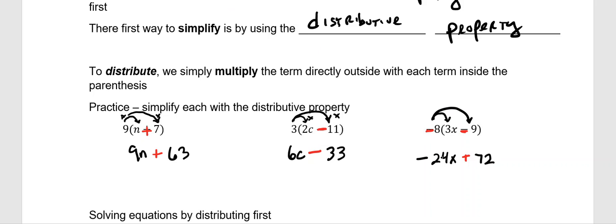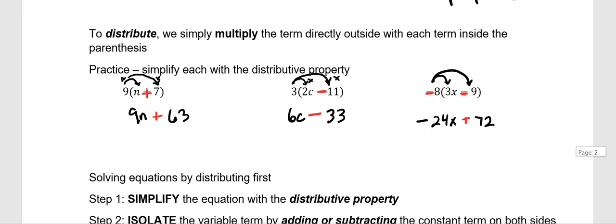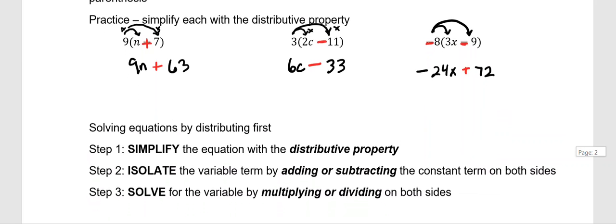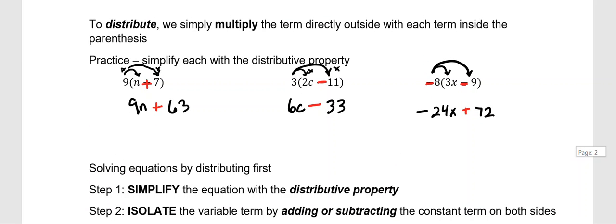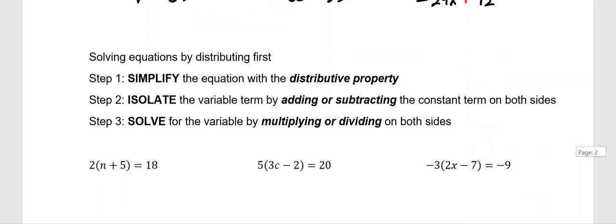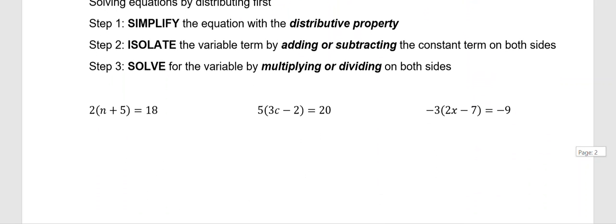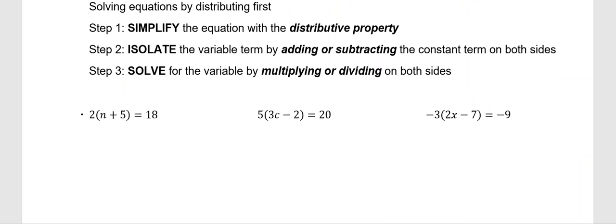So negative 8 times 3x, negative 24x. Negative 8 times negative 9, positive 72, otherwise known as plus 72. So this is the distributive property. So the reason why we're laying the foundation here is that we need to know how to take those expressions and make use of the distributive property when we see it in an equation.